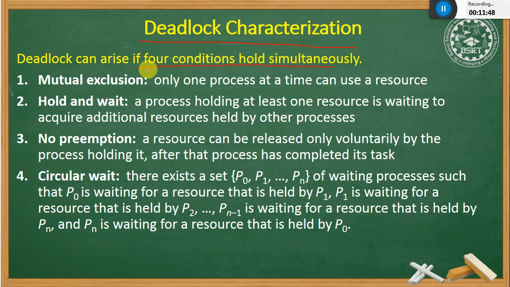There are four basic conditions due to which the deadlock will occur in the operating system. First is mutual exclusion, second is hold and wait, third is non-preemption, and fourth is circular wait. So what is meant by mutual exclusion? I am only introducing these four points, then we will discuss them in detail. Mutual exclusion means only one process can utilize one resource at a time.